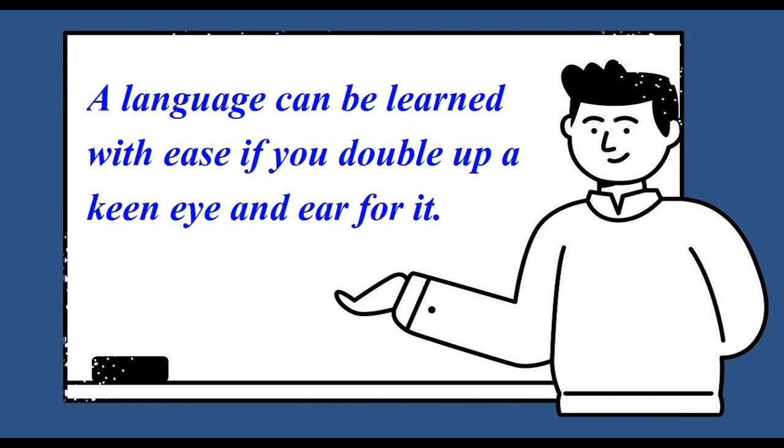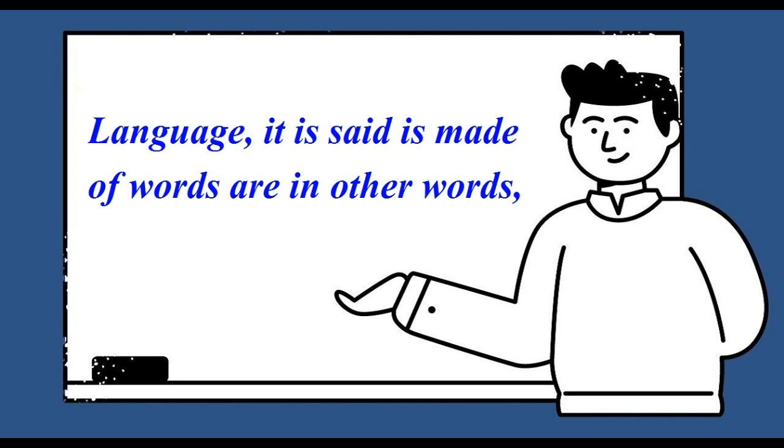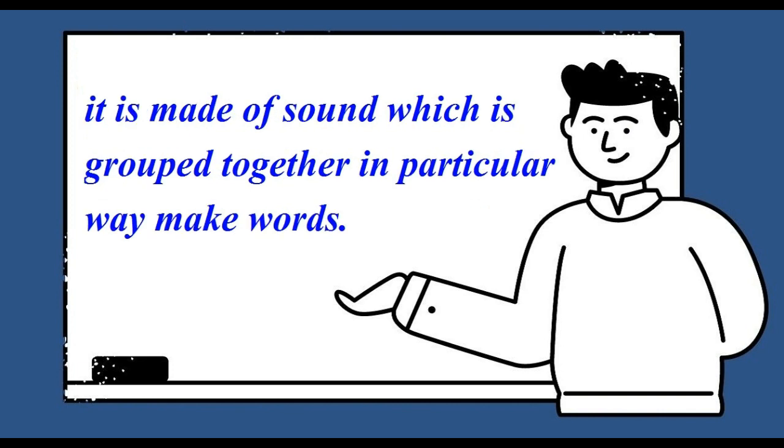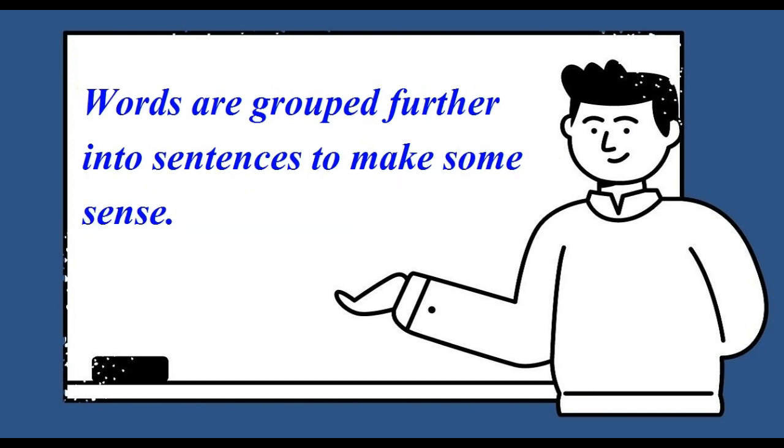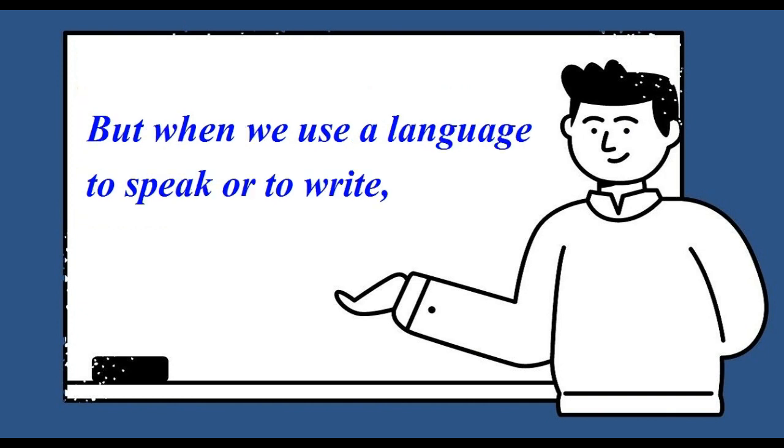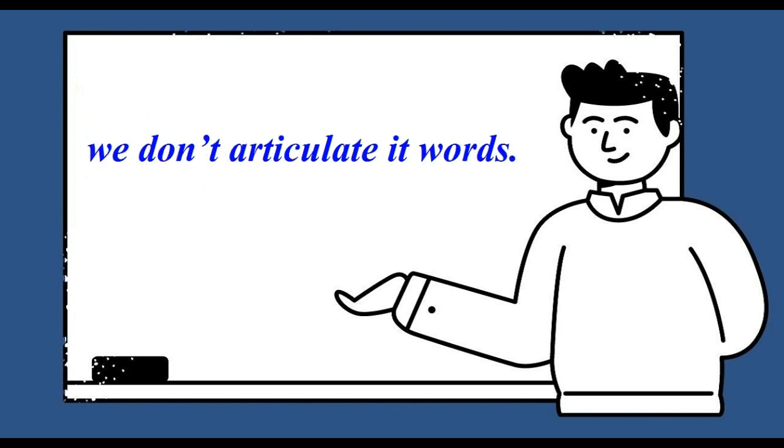A language can be learned with ease if you develop a keen eye and ear for it. Language, it is said, is made of words, or in other words, it is made of sounds which are grouped together in a particular way to make words. Words are grouped further into sentences to make some sense. But when we use a language to speak or to write, we do not use words in isolation.